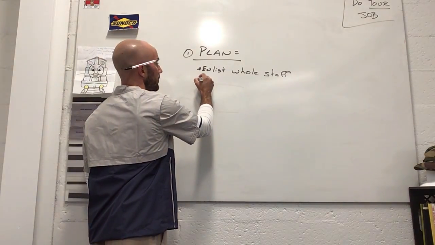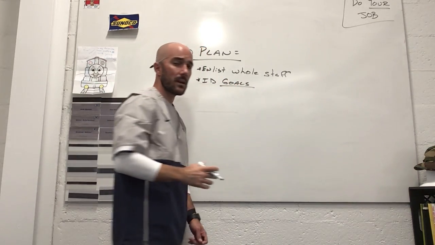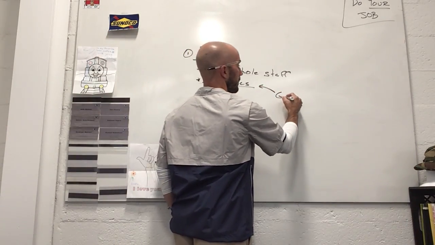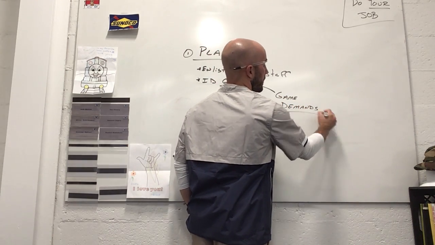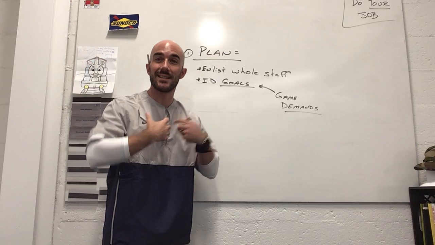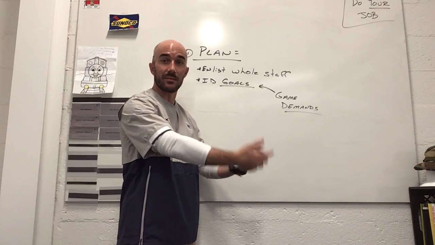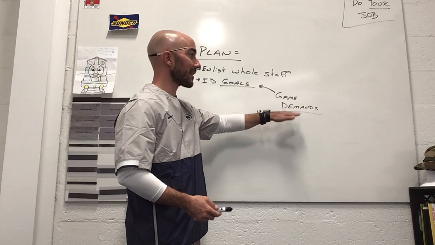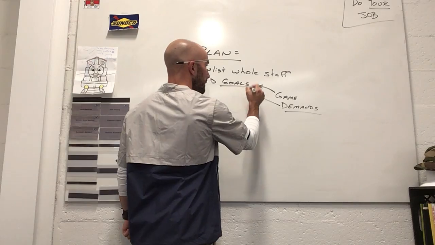Okay? The next thing we want to do is ID goals. A lot of times our goals are driven from game demands. So what are the demands that I have to have as an athlete? And I'm thinking to myself right here as an athlete, what do I need to have to be successful, to be safe, and to be consistently producing on the field, on the court, on the ice, or on the track? What are the game demands, the competition demands? That's going to largely drive my goals.